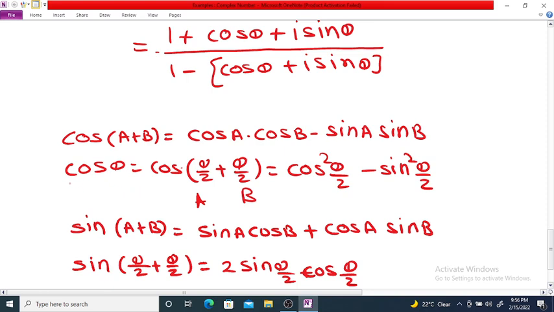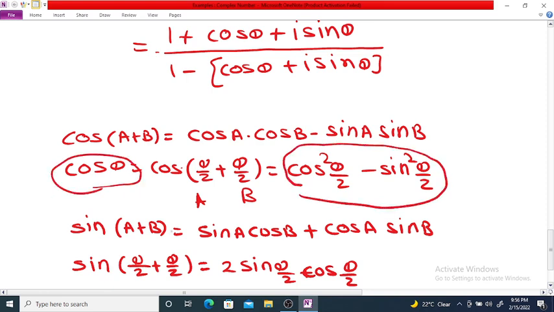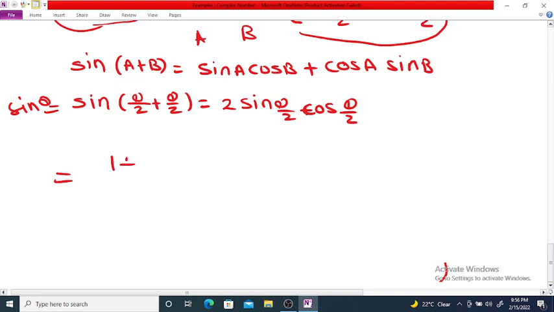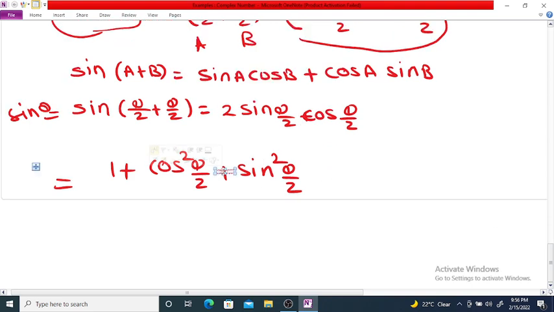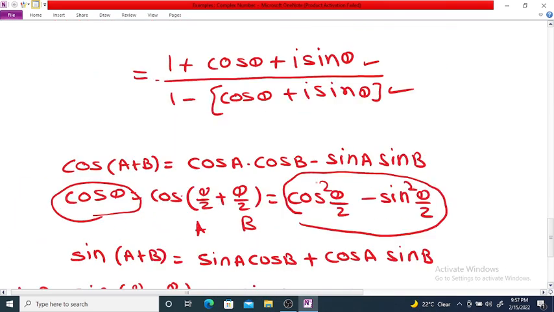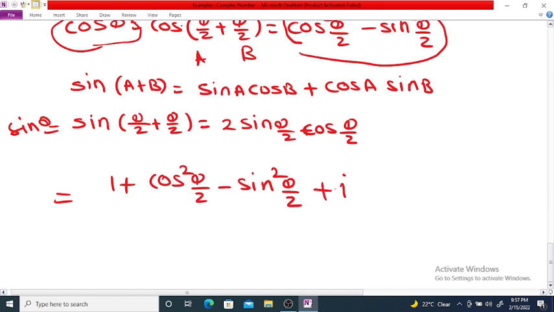So if you substitute these values, cos θ is equal to cos²(θ/2) - sin²(θ/2), and sin θ is equal to 2 sin(θ/2) cos(θ/2). In the numerator we get 1 + cos θ, which is 1 + cos²(θ/2) - sin²(θ/2), sorry, minus, not plus. Then plus i times sin θ, so it is plus 2i sin(θ/2) cos(θ/2).